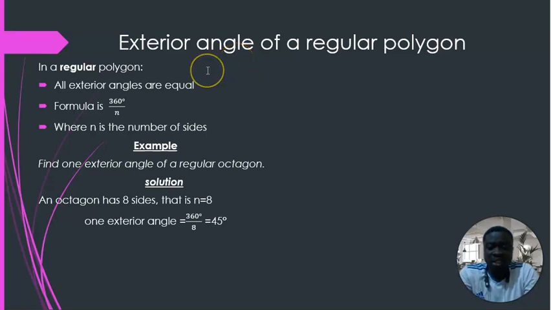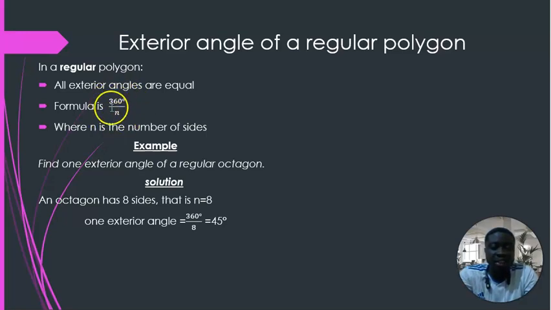So now, what is the formula? If you want to find only one exterior angle, we can only find one of them provided that all the angles are the same and the polygon is regular. So in a regular polygon, all exterior angles are equal. If they are all equal, you can find one of them. The moment you get one, it's the same throughout. So this is the formula for finding one exterior angle of a polygon.